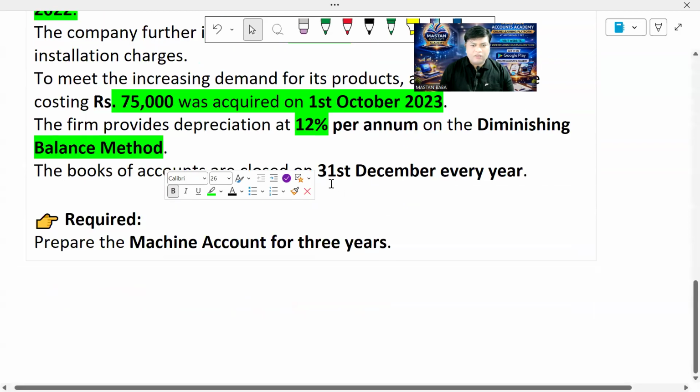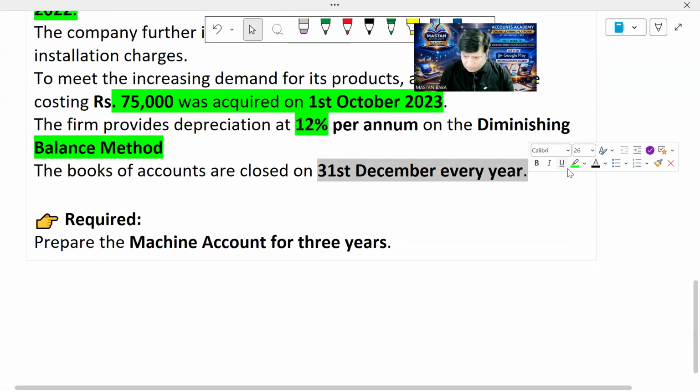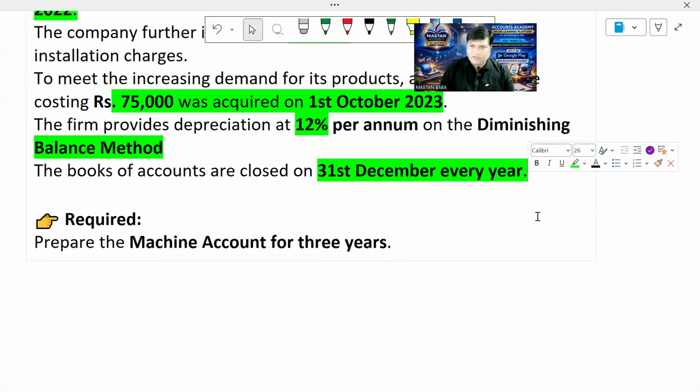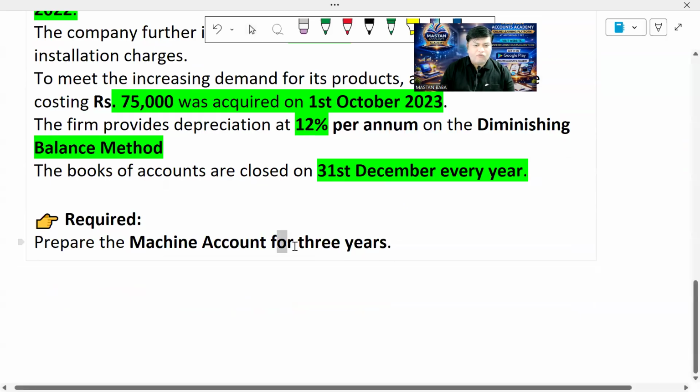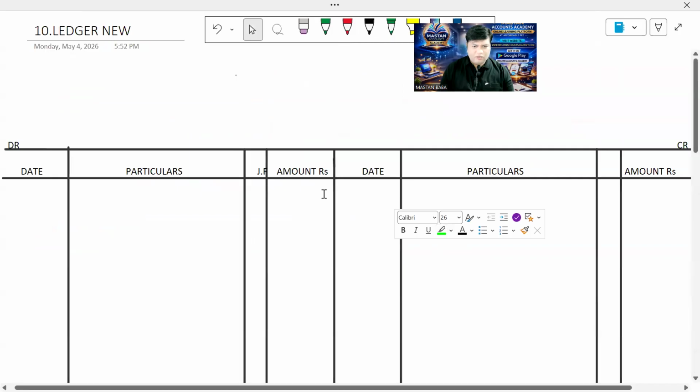And the books are closed on 31st December every year. Here you should be very careful, because they are following the calendar year. It is clearly mentioned that the books of accounts are closed on 31st December every year, which indicates they are following the calendar year as the financial year. And prepare the machinery account for how many years? 3 years. Okay, so let's go to the answer.